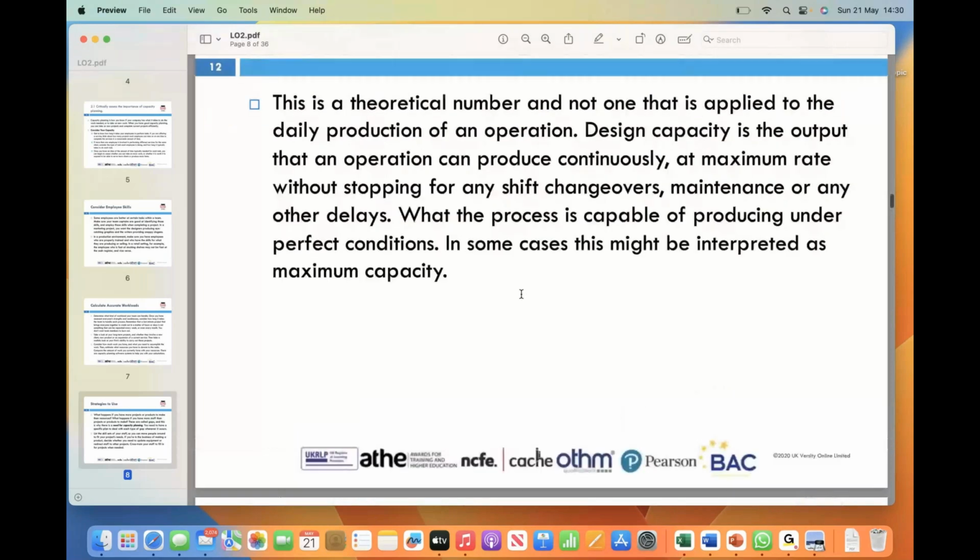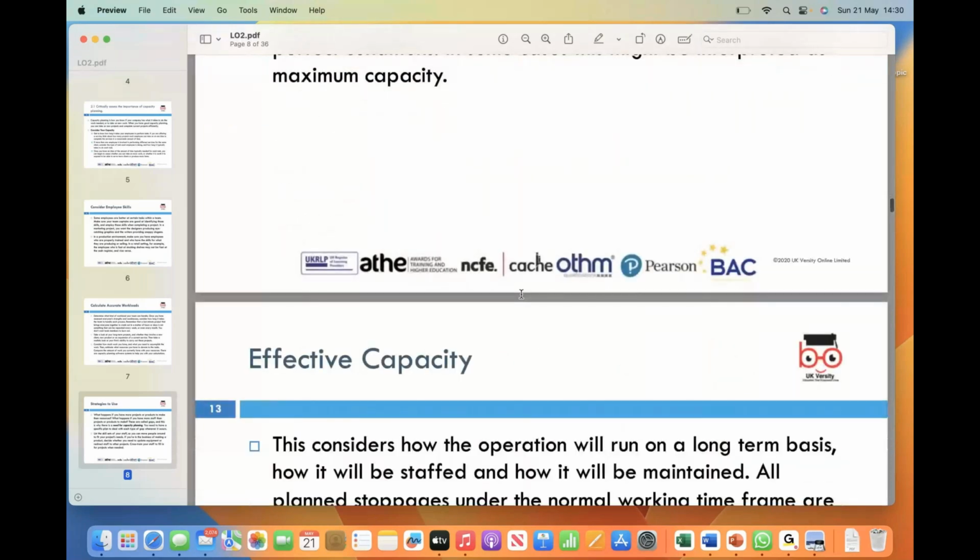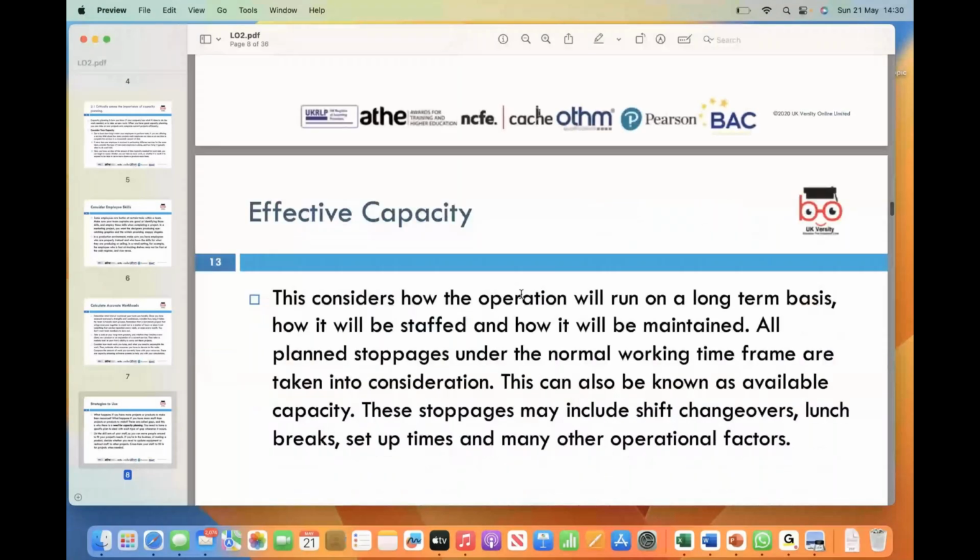Okay. Next one is effective capacity. Effective capacity refers to how an operation will function over an extended period, taking into account staffing, maintenance, and planned stoppages within the normal working time frame. It is also commonly referred to as available capacity.